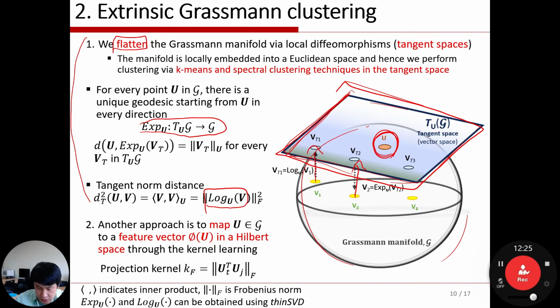Another approach of this extrinsic Grassmann clustering is to project the data by using a projection kernel, which can be defined in this manner.